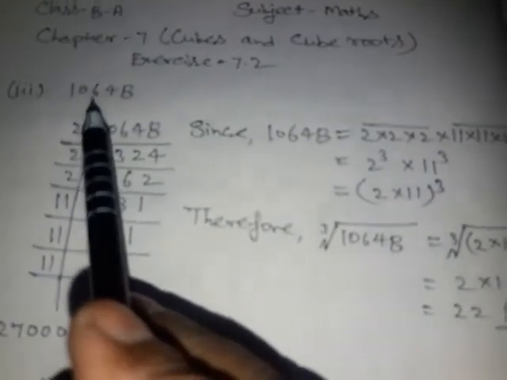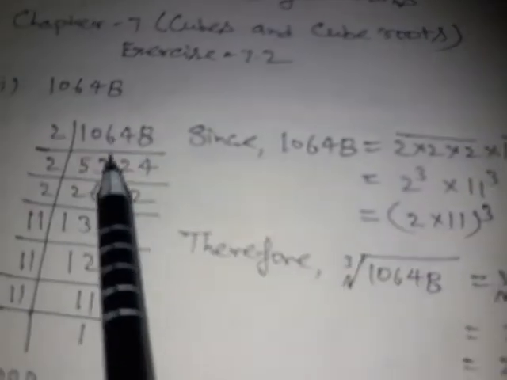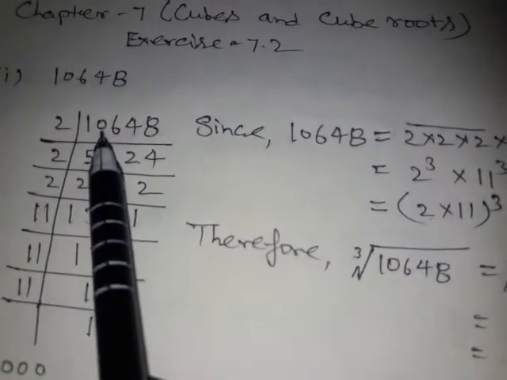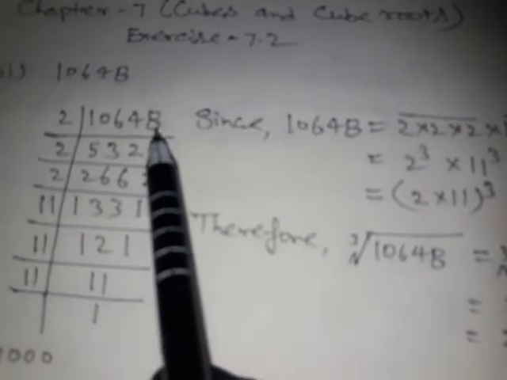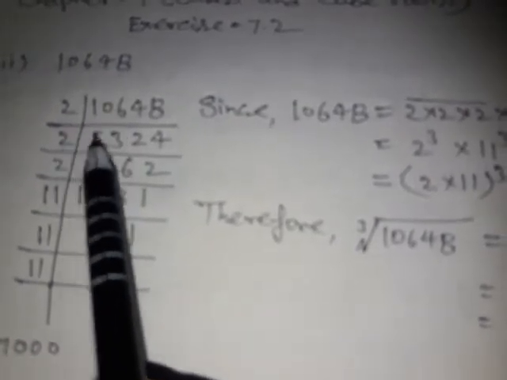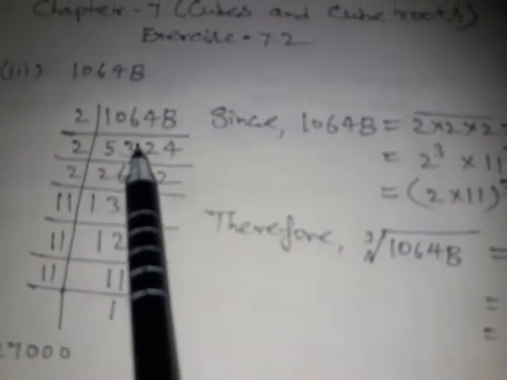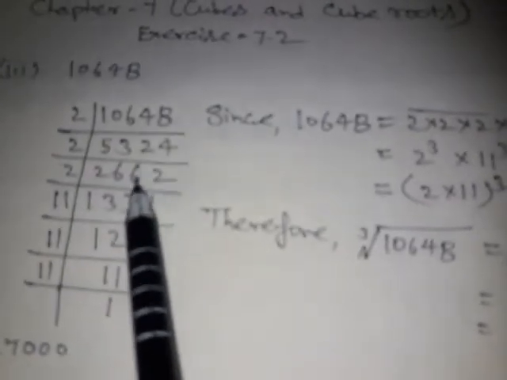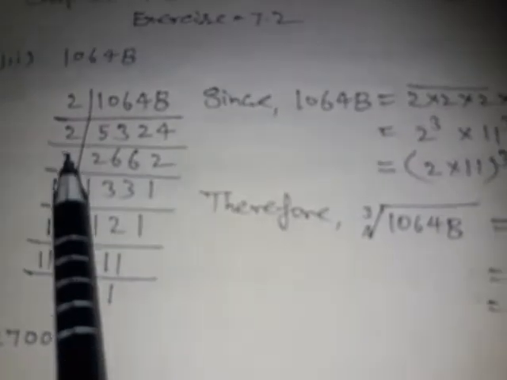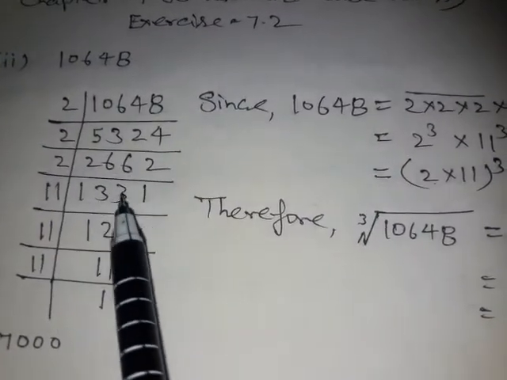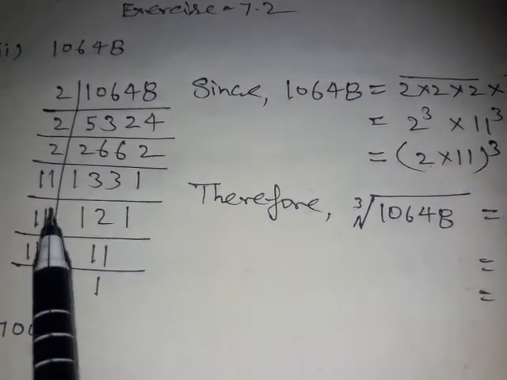Next question, 10,648. First of all, find the prime factorization of 10,648. 2 5s are 10, 2 3s are 6, 2 2s are 4, 2 4s are 8, 2 2s are 4, 2 6s are 12, 2 2s are 4, 2 1s are 2, 2 3s are 6, 2 3s are 6, 2 1s are 2.